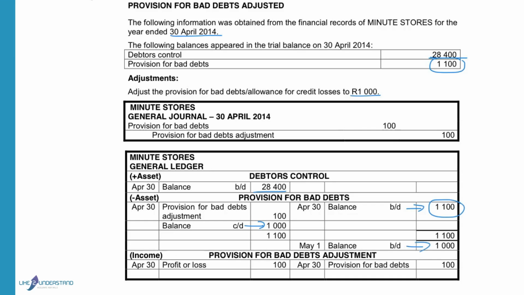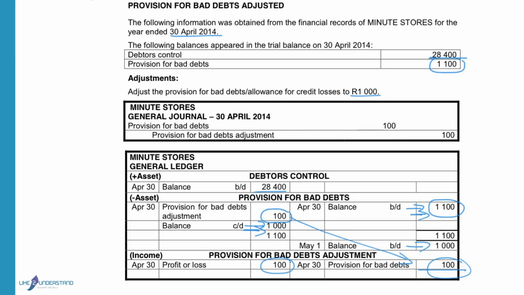Because I want to decrease the balance from 1,100 to 1,000, I will have to debit my provision for bad debts account to decrease to the new balance. And my provision for bad debts adjustment will then have to be credited with 100. So that means in the year that we reduce the provision for bad debts, the movement between the previous year, the 1,100, and the current year, 1,000, will be an income for the business. And that means this will go to your profit and loss account on the credit side and will increase your profits.